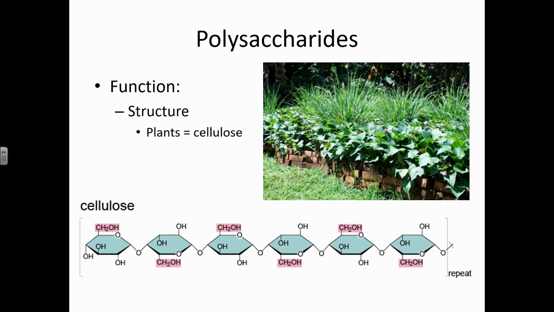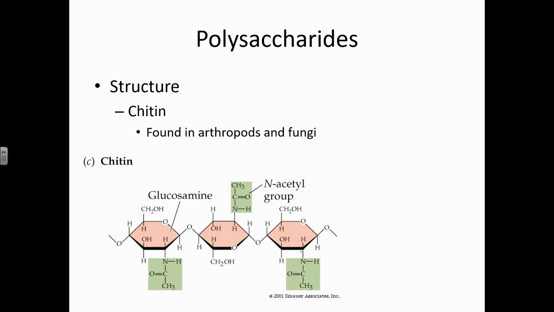In terms of function, now we're in structure. Plants will produce cellulose as part of their cell walls. Again, many, many, many molecules of glucose connected together. The only difference here, if you notice the direction that these molecules are sitting, they kind of alternate between one another. And then the last one in terms of structure is what's called chitin.